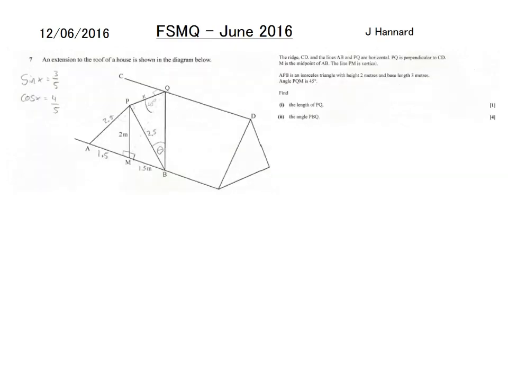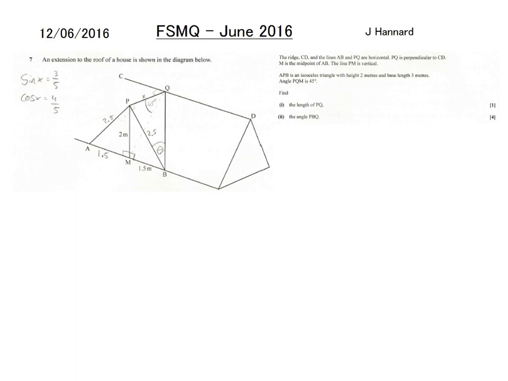Question 7 then. An extension to the roof of a house is shown below in the diagram. The ridge CD and the lines AB and PQ are horizontal. PQ is perpendicular to CD. M is the midpoint of AB, and the line PM is vertical. APB is an isosceles triangle with height 2 metres and base length 3.